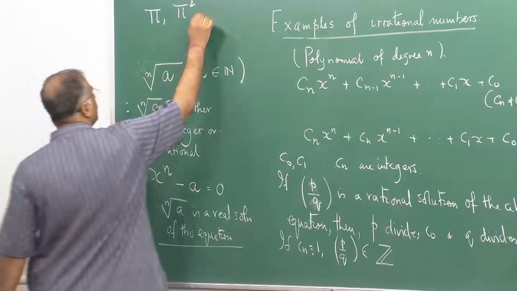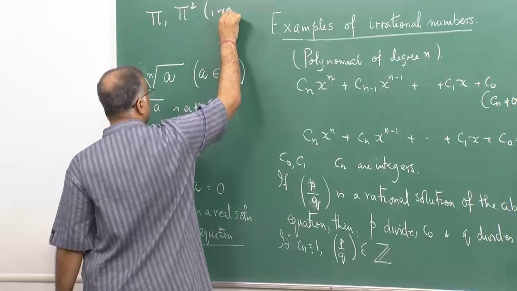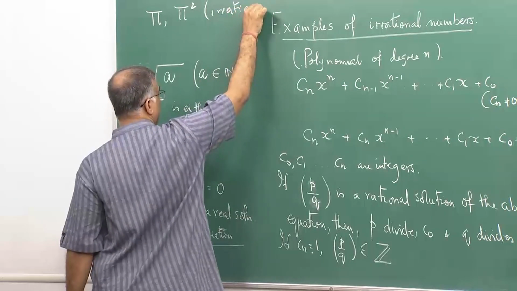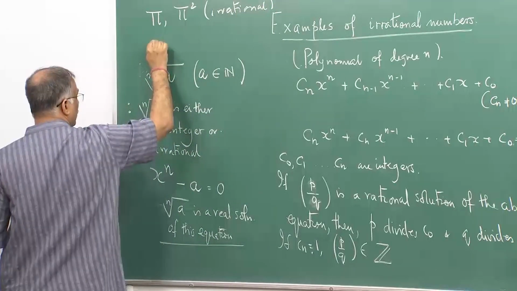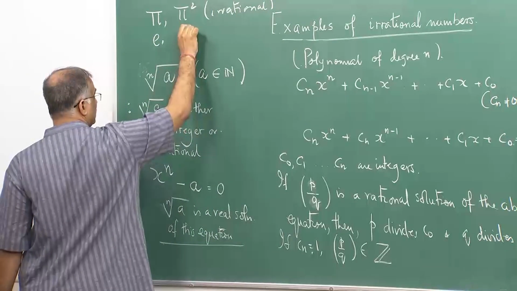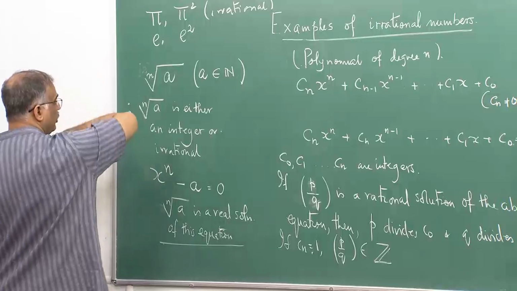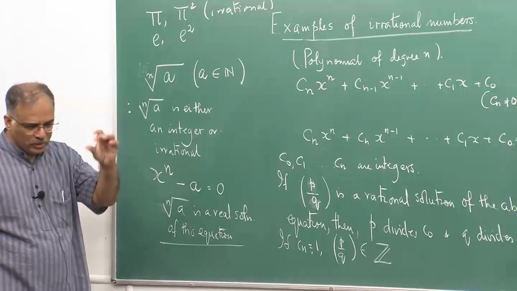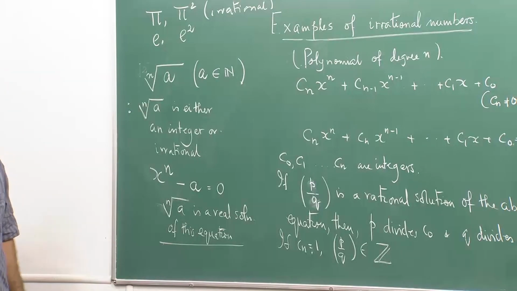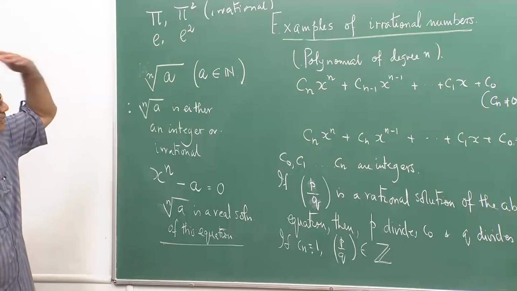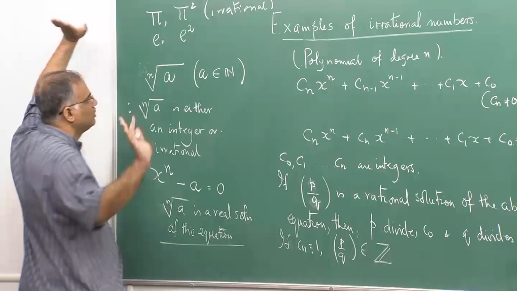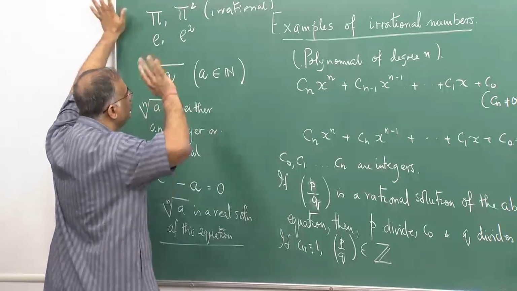So, this is irrational. And there is another important number called e, and the square of e is also irrational. e is actually 1 plus 1 by 1 factorial plus 1 by 2 factorial plus 1 by 3 factorial and so on and so on. So, it is an infinite series. Okay, if you are not so much into it, don't bother much about it.